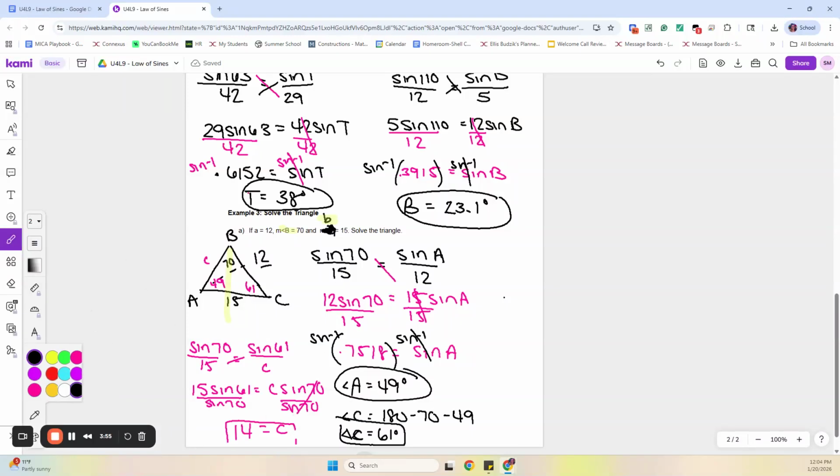And notice how I have everything filled in at that point. So I have my angle A, angle B, angle C, and then side A, side B, side C. So everything is filled in. We got 3 pieces of information. We're done.